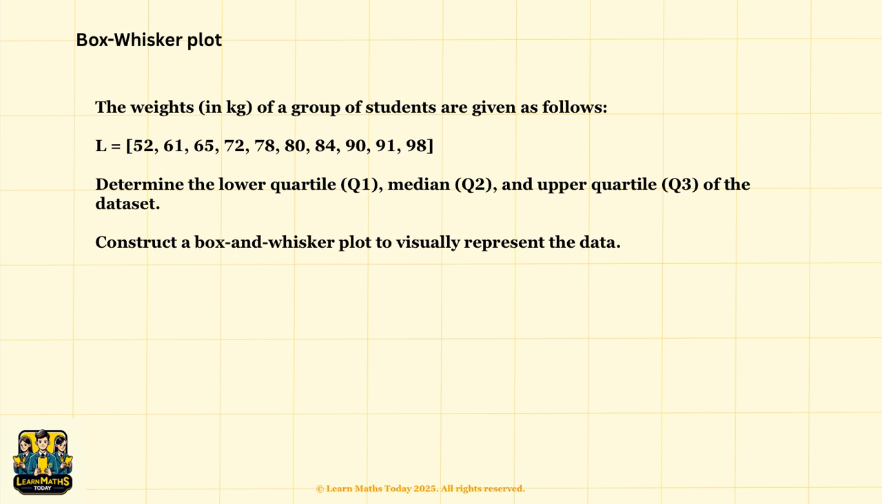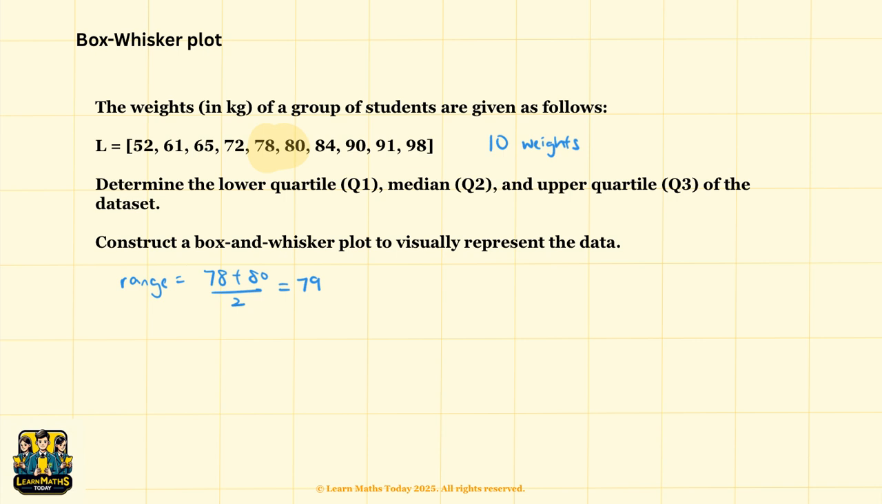We know that we have the weight in kilograms of a group of students, and there are 10 weights that we have. Since 10 is an even number, we know that the median will be the average of the two middle values, which is the average of 78 and 80, and so the median will be 79.